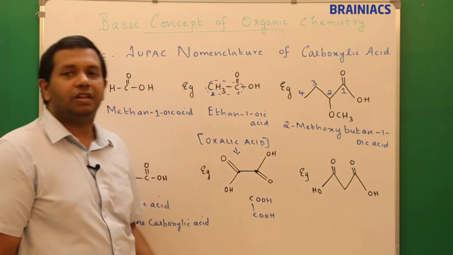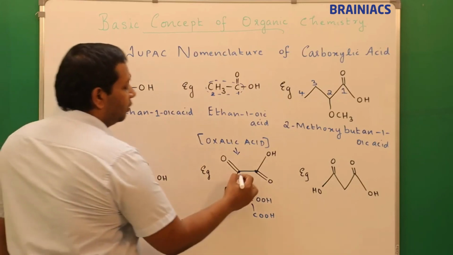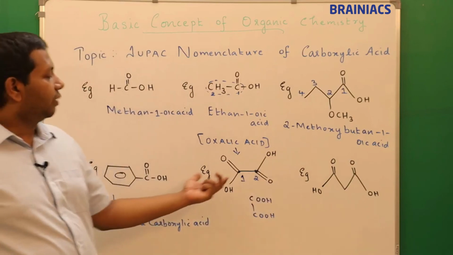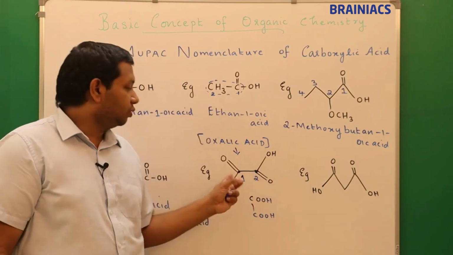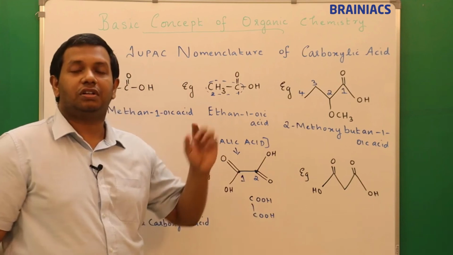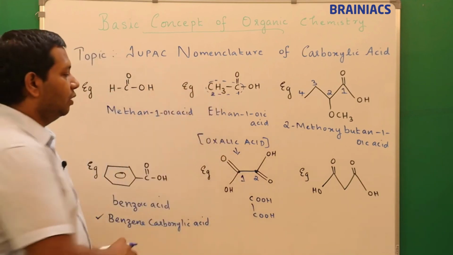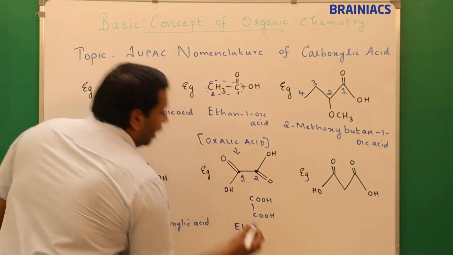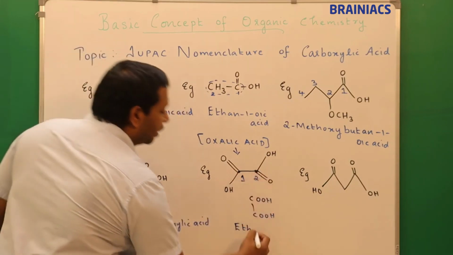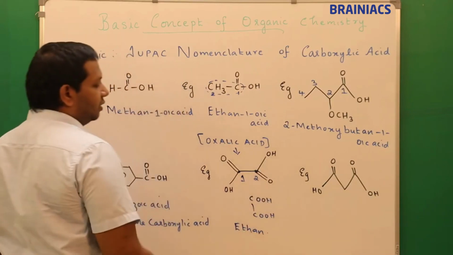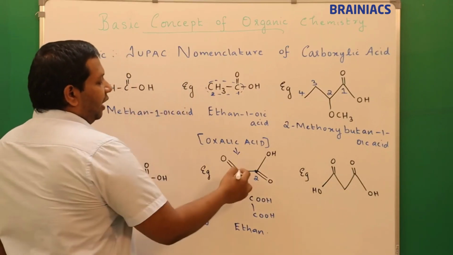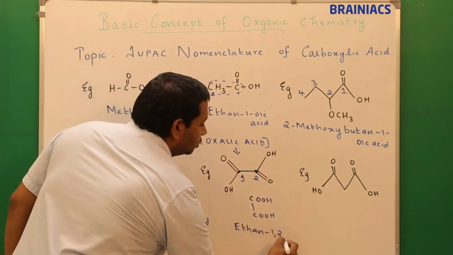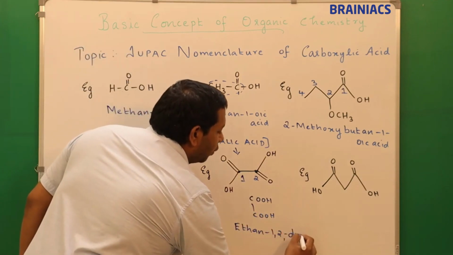What is its IUPAC name? How can we name it? If I give numbers 1, 2, only 2 carbon atoms are there. There is no other way. Whenever two carbon atoms and two COOH groups are there, I can use the term dioic acid. Two carbon atoms means I use the term eth, and they are linked through a single bond, so I can use ethane. At what positions is it there? 1 and 2. So I can use 1,2-dioic acid.